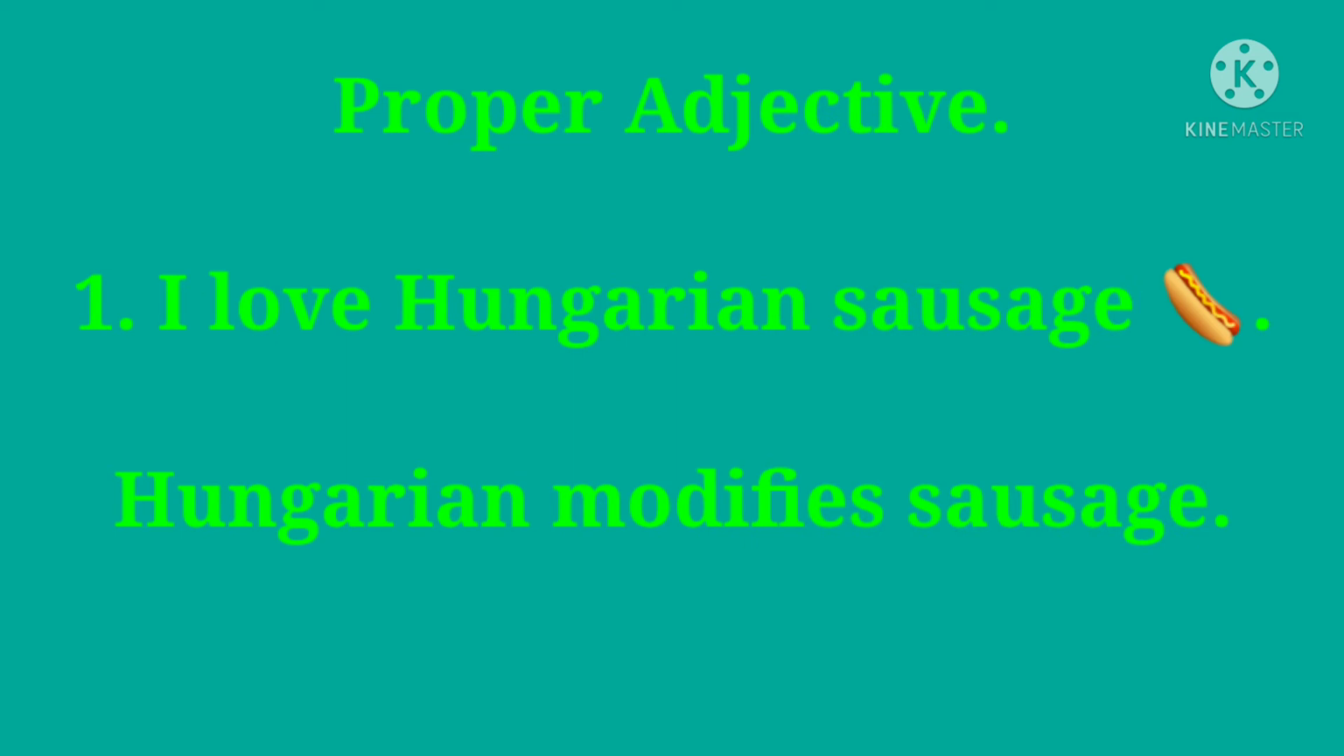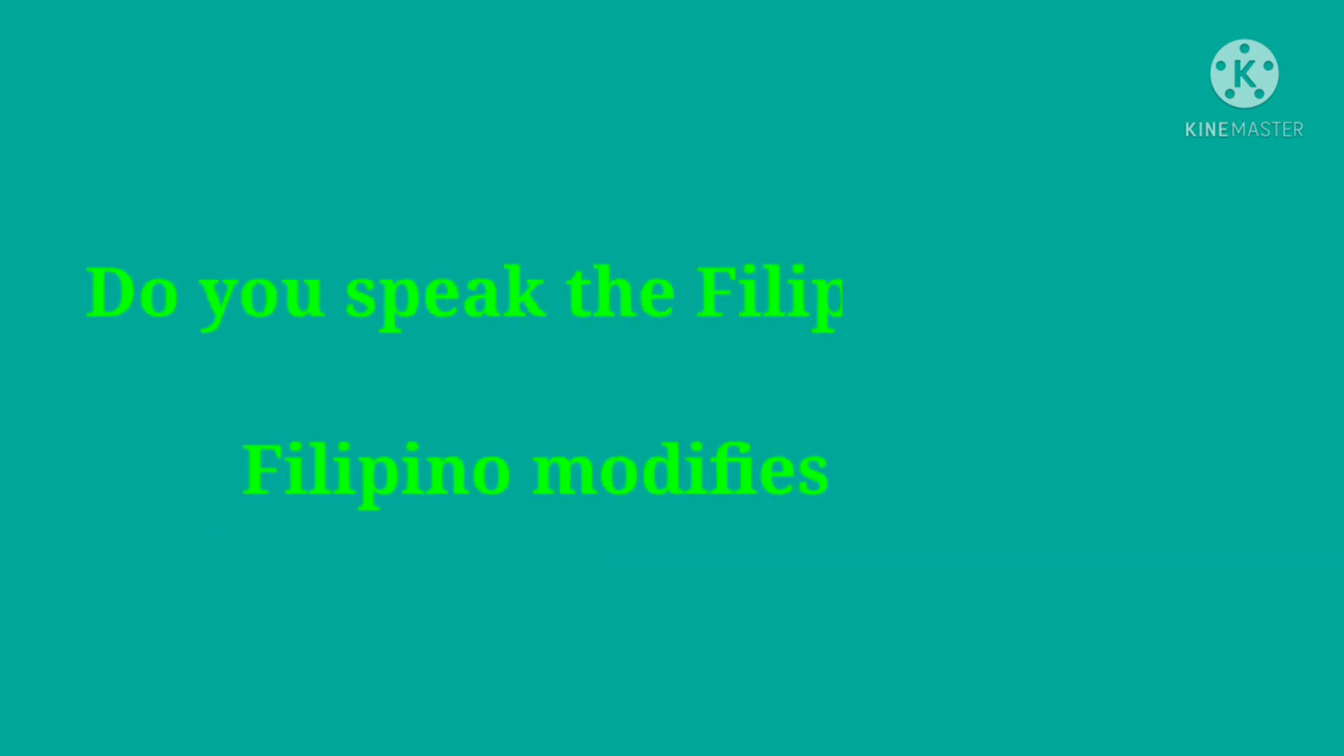Example for a proper adjective: I love Hungarian sausage. Hungarian modifies sausage. Another example: do you speak the Filipino dialect? Filipino modifies dialect. That is an example of proper adjective.